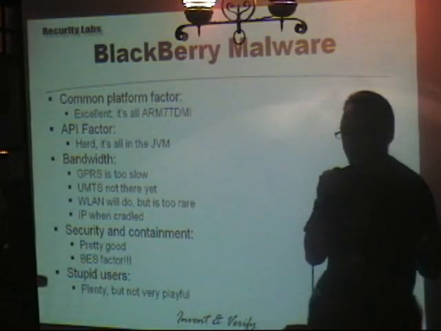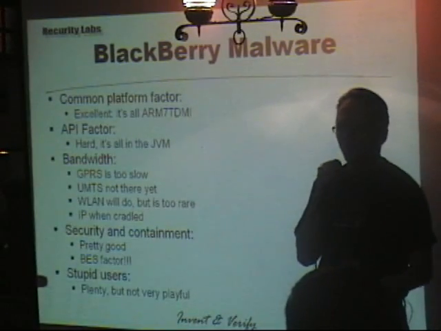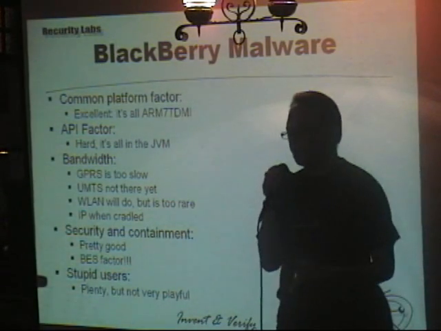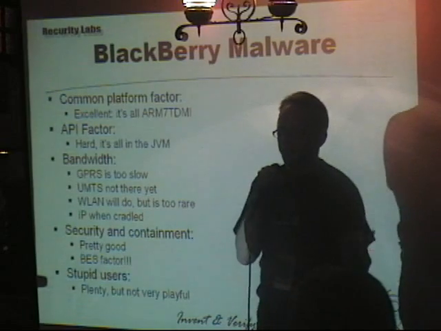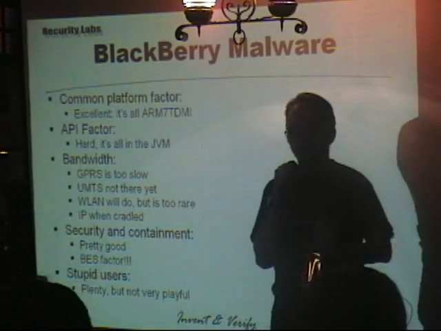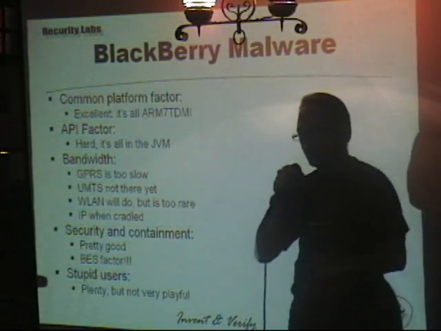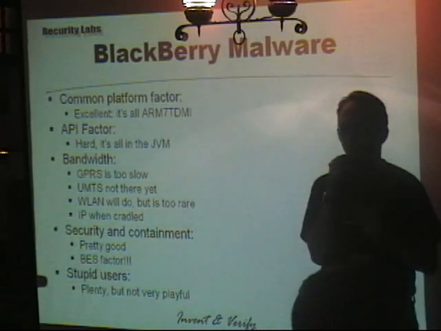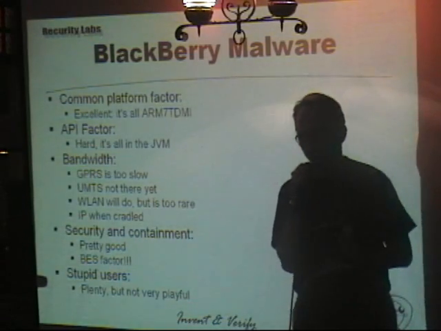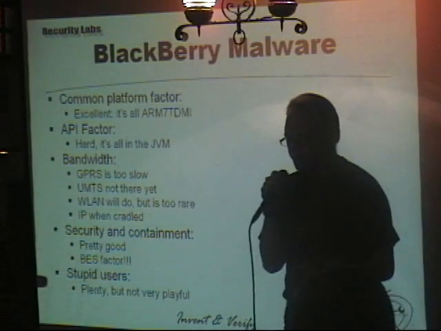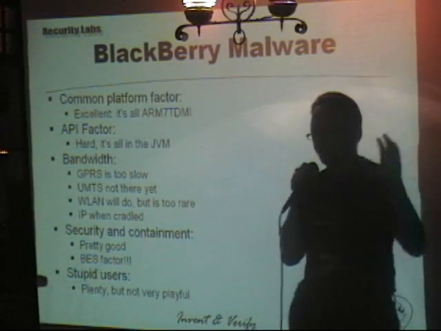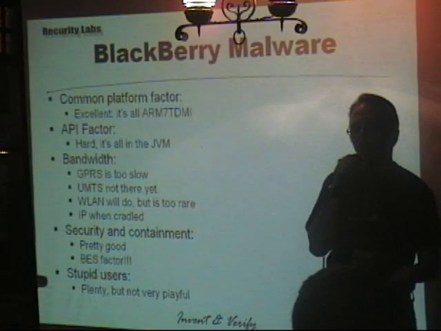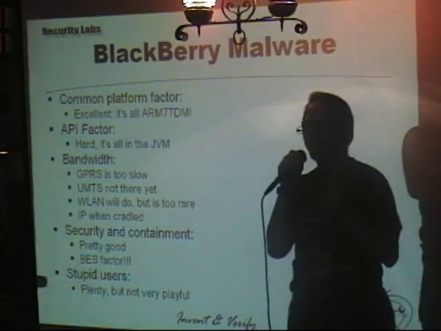BlackBerry has an excellent common platform factor because that's what they really excel at. They make the hardware themselves, so it's all ARM7TDMI. The API, on the other hand, is in the JVM, as I said, and doesn't really allow you to do really, really sneaky things. Because malware authors, as well as hackers, don't really like fully typed virtual machine environments because they steal all the fun. From the bandwidth point of view, they don't even have UMTS yet. But they talk IP when they're cradled, so that would be the only time when the BlackBerry would be really interesting.